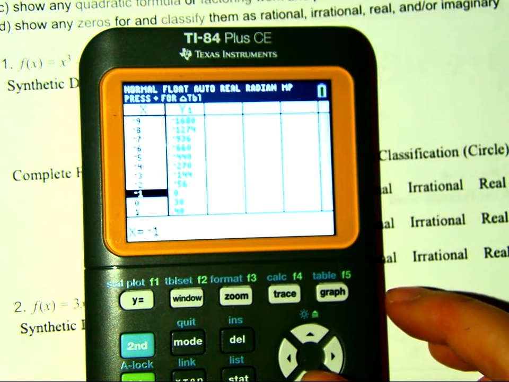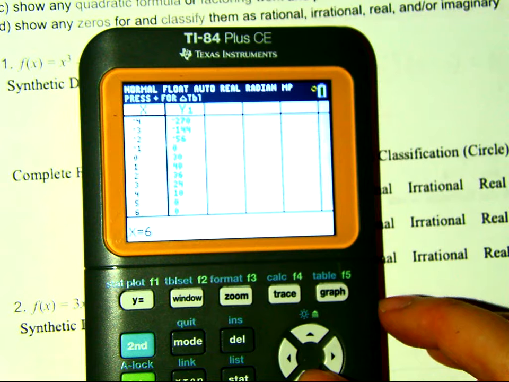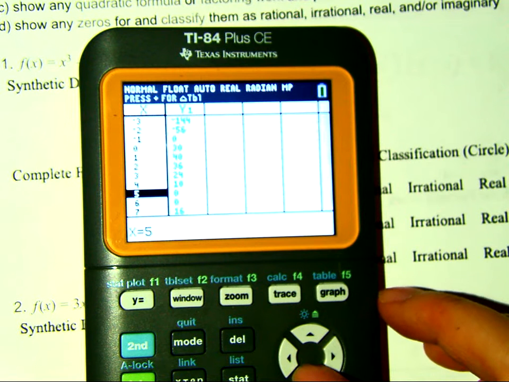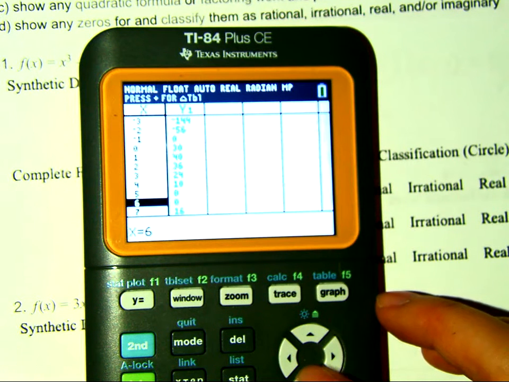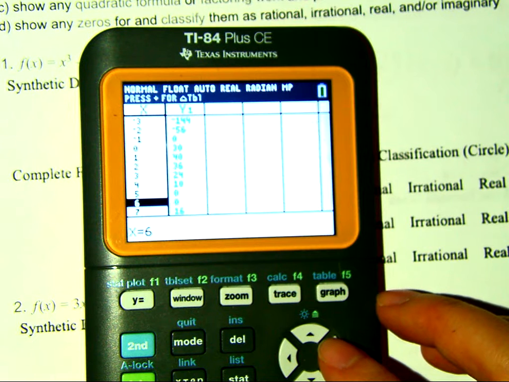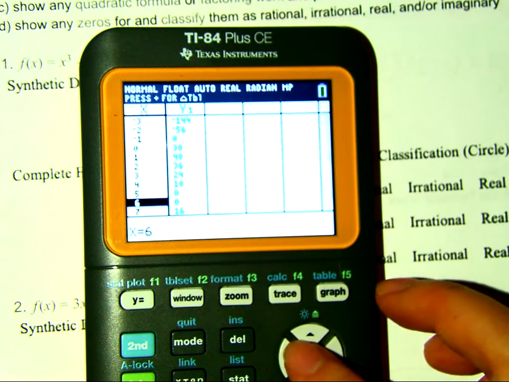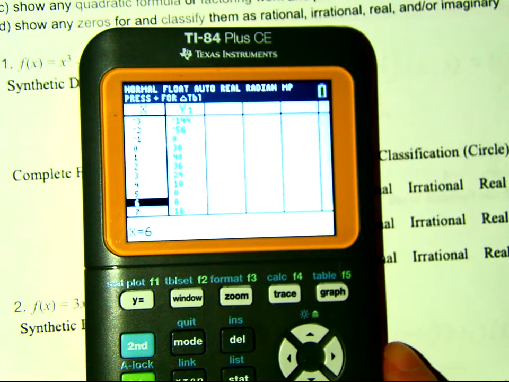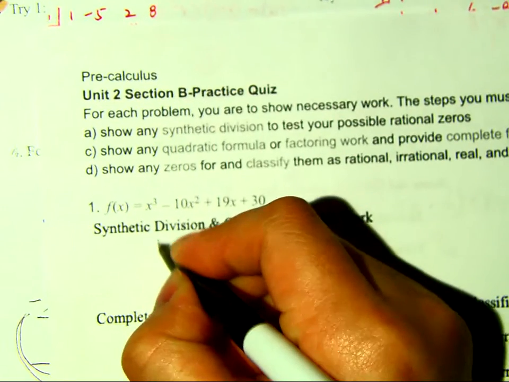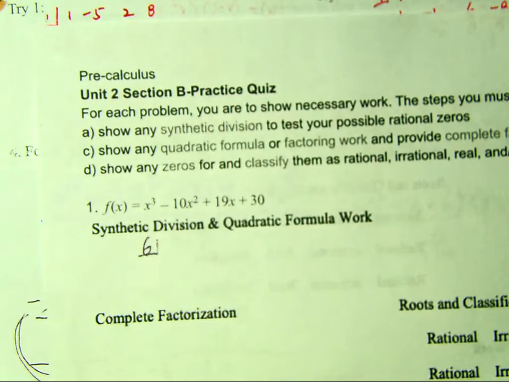Let's see, is there any other options we can have? When x is 5, y also equals 0. X is 6, y also equals 0. If you find multiples, it doesn't matter which one you use to do the synthetic division. Just pick one. So if I'm picking 6, I'm using 6 to do my synthetic division. So that means I'm going to divide by 6.